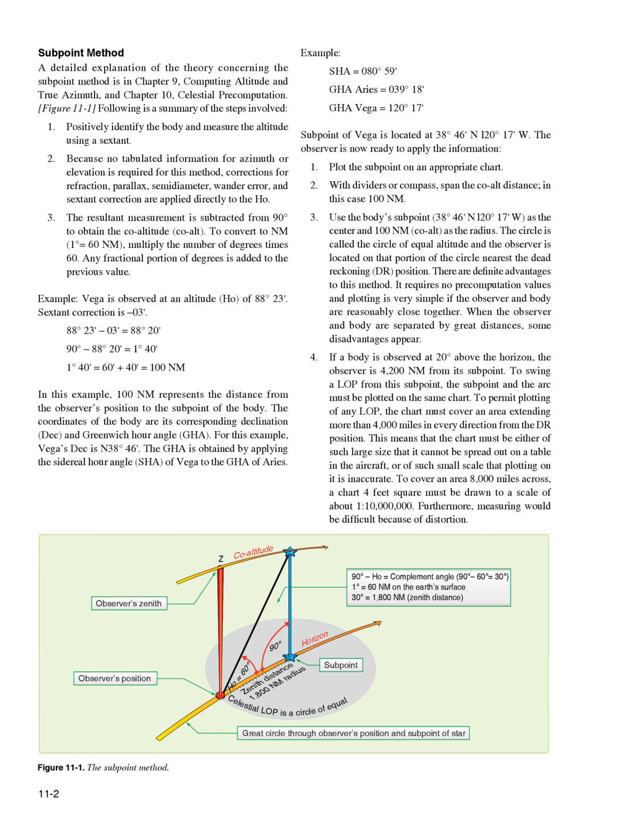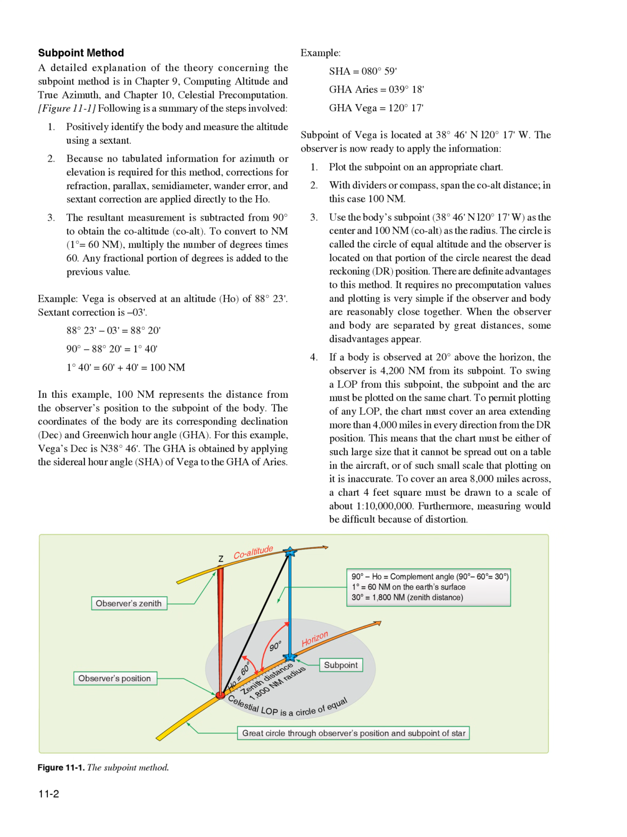In this example, 100 nautical miles represents the distance from the observer's position to the subpoint of the body. The coordinates of the body are its corresponding declination, dec, and Greenwich hour angle, GHA. For this example, Vega's dec is N 38 degrees 46. The GHA is obtained by applying the sidereal hour angle, SHA, of Vega to the GHA of Aries. Example: SHA equals 080 degrees 59, GHA Aries equals 039 degrees 18, GHA Vega equals 120 degrees 17. Subpoint of Vega is located at N 38 degrees 46 and L 20 degrees 17 W.